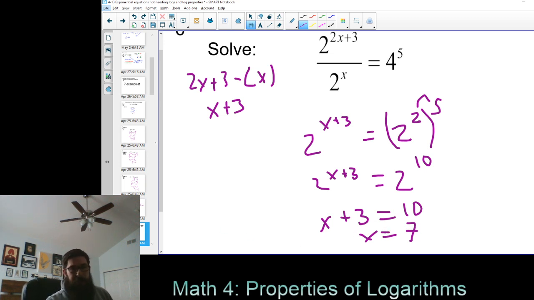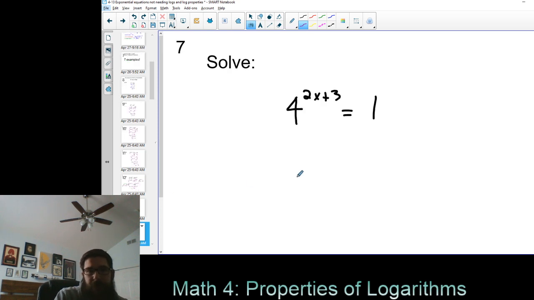One more before we start getting to the actual log properties. I'm going to let you think on this one for a moment. What am I going to do? Because I need to rewrite these things with the exact same base. Which base do you think we're going to rewrite things with?